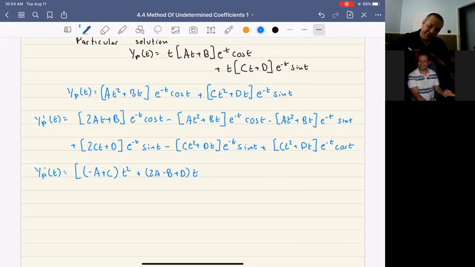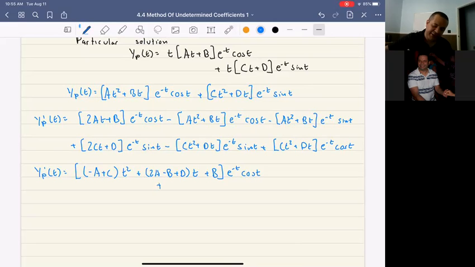And then the constant terms, b, looks like it, all times e to the negative t cosine t.